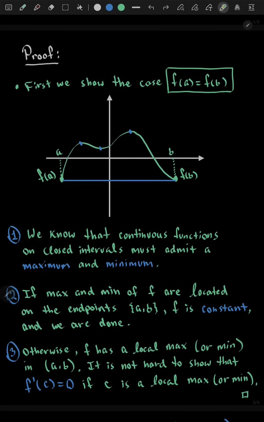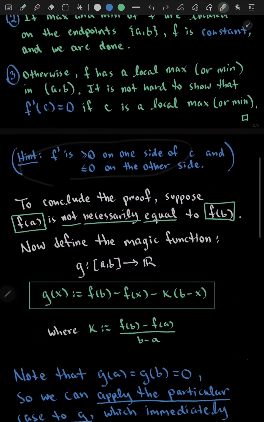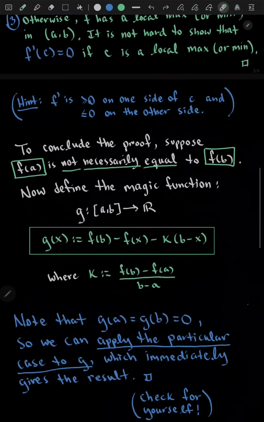So otherwise, f has a local maximum or a minimum for that matter in the interior of the interval. And it's not hard to show that the derivative of f at this point, at this maximum or minimum, is 0. And I left a hint here if you want to prove that yourself. Okay, so to conclude this proof, we have to show the general case.